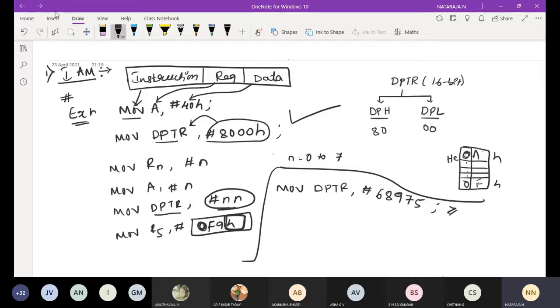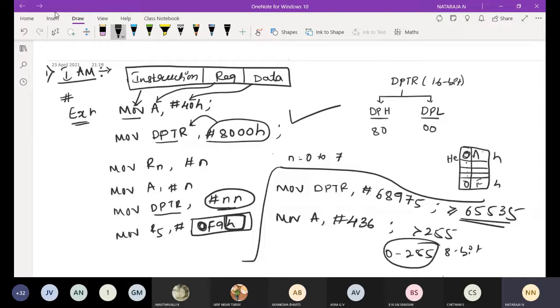Why? Because the number is more than 65535, in terms of decimal. This number we cannot store here. Then MOV A, #436. 436 is greater than 255. That is why we cannot store this data in the accumulator. Accumulator is 8-bit data. It will vary from 0 to 255, not more than 255. These are the invalid instructions. Keep it in mind. Please make a note of this.